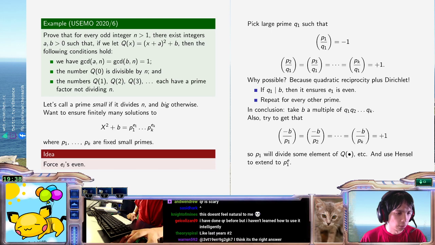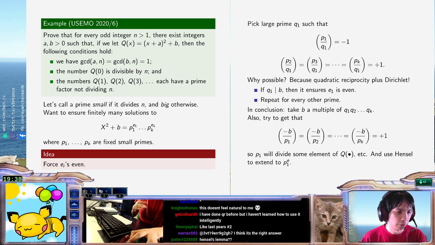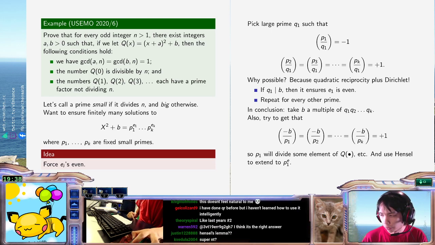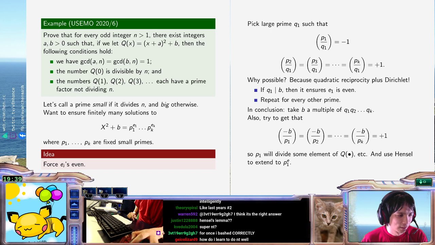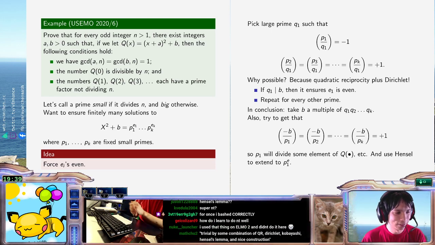I think this is a good test of who can actually use quadratic reciprocity and Dirichlet to get what they want. Plus, I think this idea is so nice, this idea that you force all the e's to be even. You force them to be even, and then it's a difference of squares.